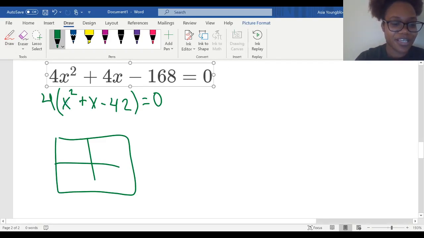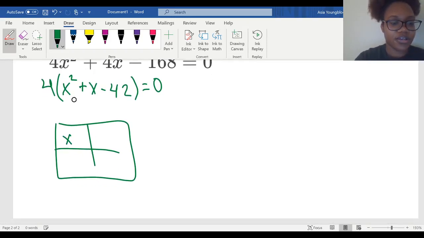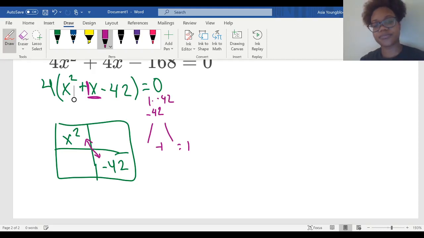So now we're going to put x squared in the upper left, -42 bottom right. Break up this 1x. So we're going to look for two numbers that will add to equal 1 and multiply to -42. And that -42 came from multiplying this diagonal. In my head, I've already thought of 6 and 7.